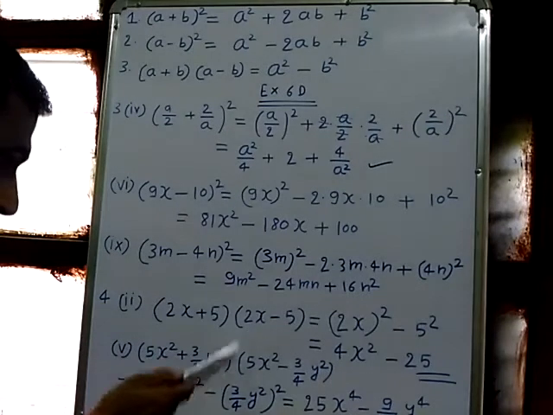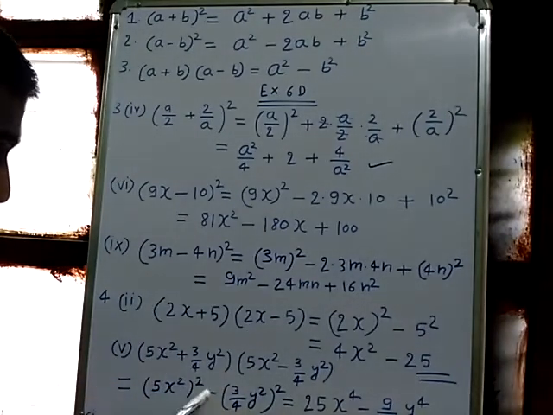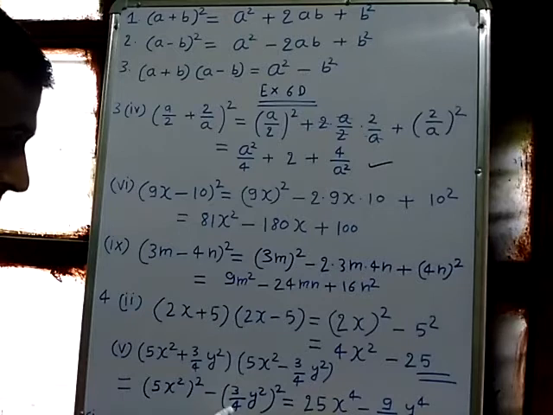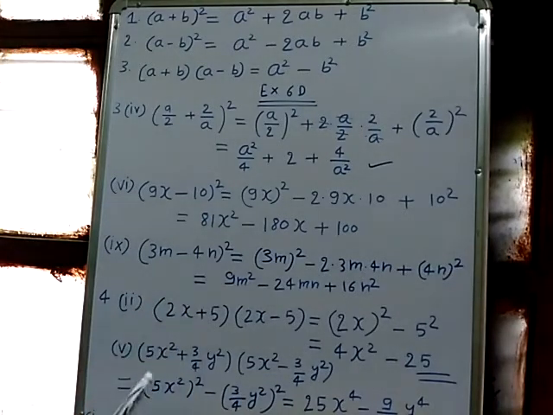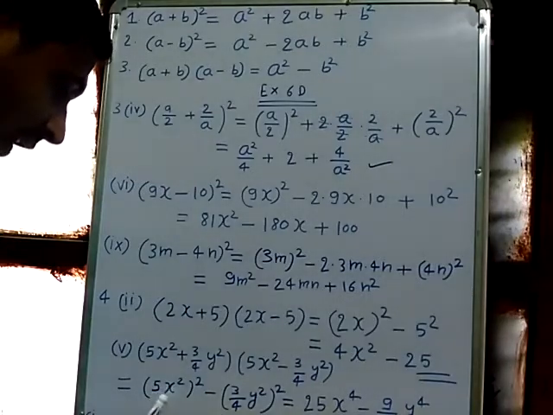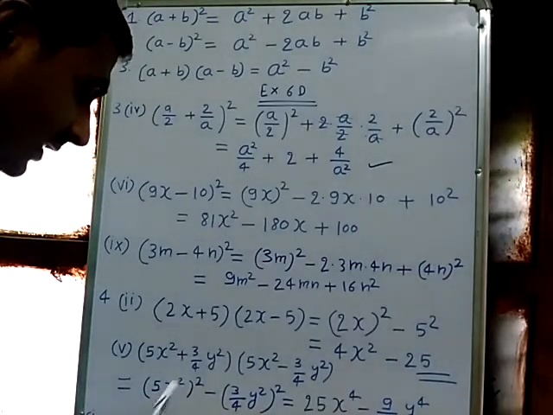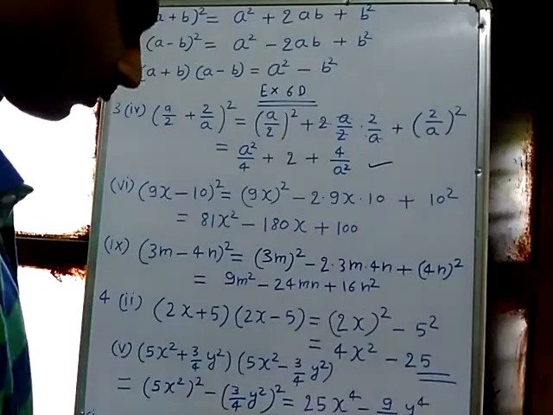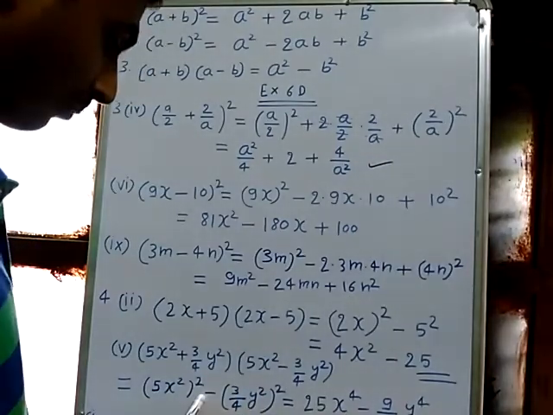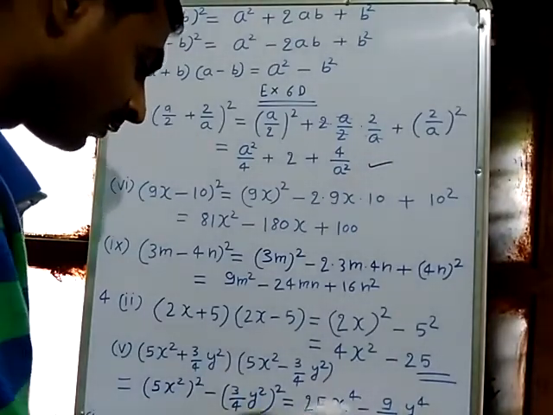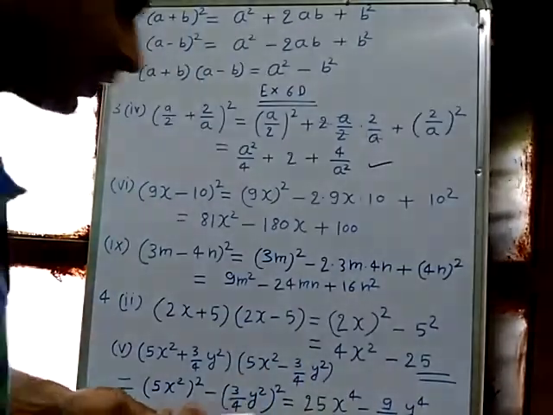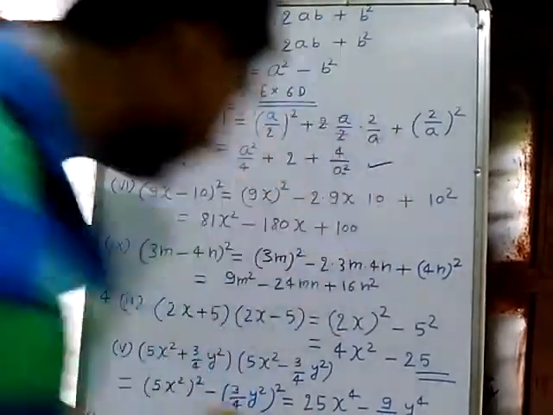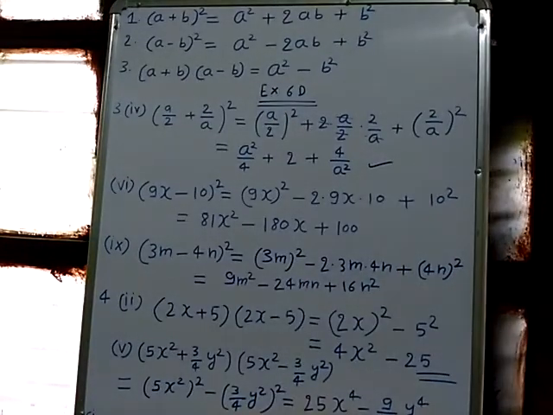What is a? 5x square. So 5x square the whole square minus b. What is b? 3 upon 4y square. So 3 upon 4y square the whole square. 5 square is 25, and x square the whole square is x to the power 4. So 25x to the power 4 minus 3 square 9 upon 4 square 16, y square the whole square is y to the power 4. So this is the answer of fifth part of question number 4.